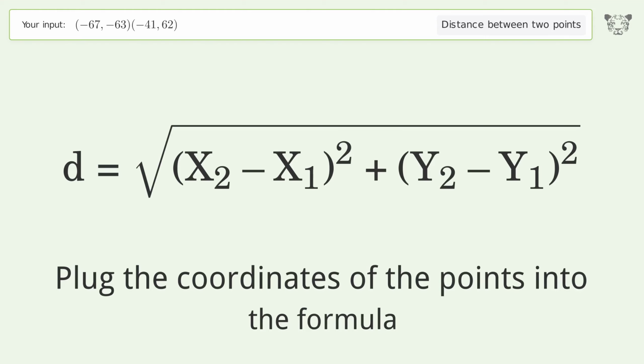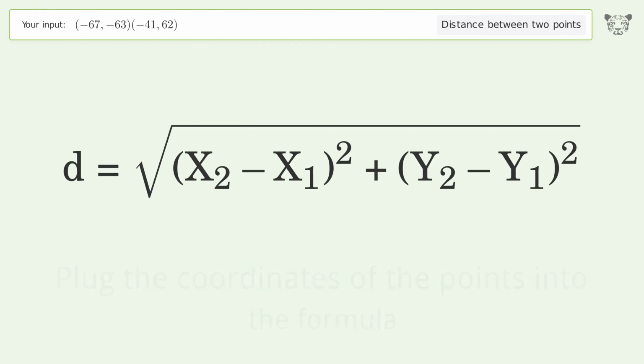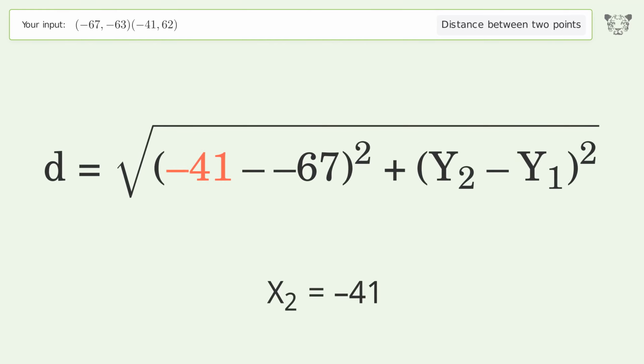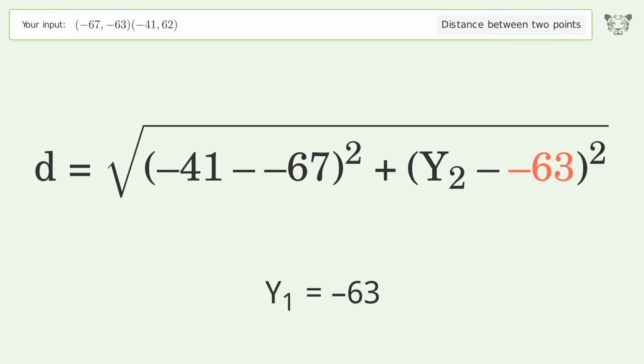Plug the coordinates of the points into the formula. x1 equals -67. x2 equals -41. y1 equals -63. y2 equals 62.